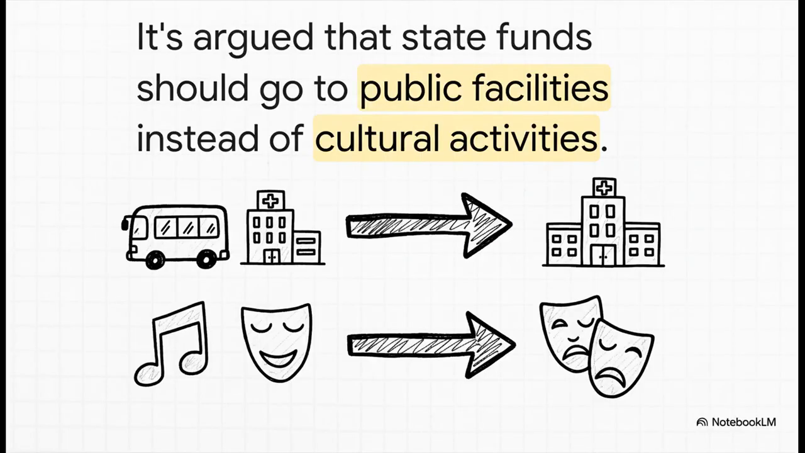So for sentence number 1, the paraphrase, we've turned governments should spend on public services rather than on arts into this. See what happened here? State funds instead of government spend. Essential public facilities and cultural activities instead of just public services and arts. That is a perfect paraphrase.